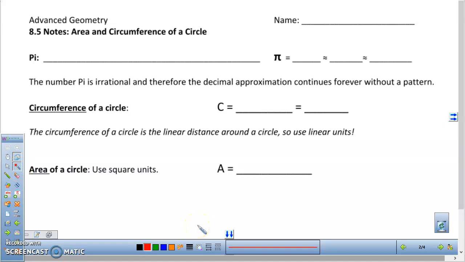Hello, advanced geometry students. It's Mr. Donaldson, and today I'm going to talk to you about section 8.5, which is the area and circumference of a circle. This should be really familiar, as you all have definitely talked about this stuff before in middle school.